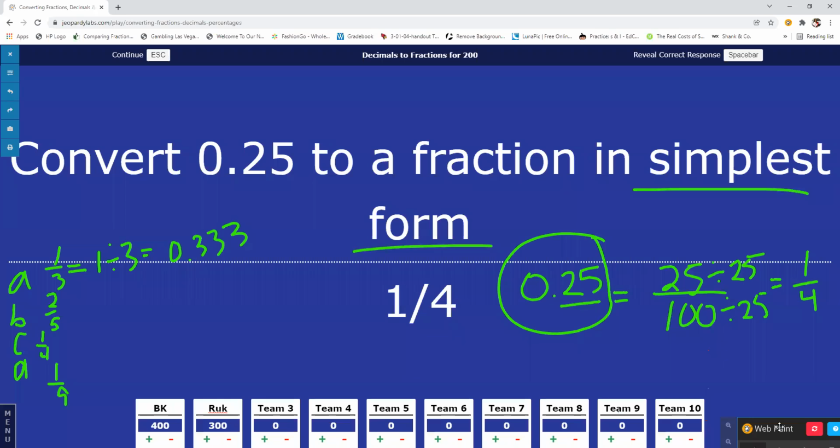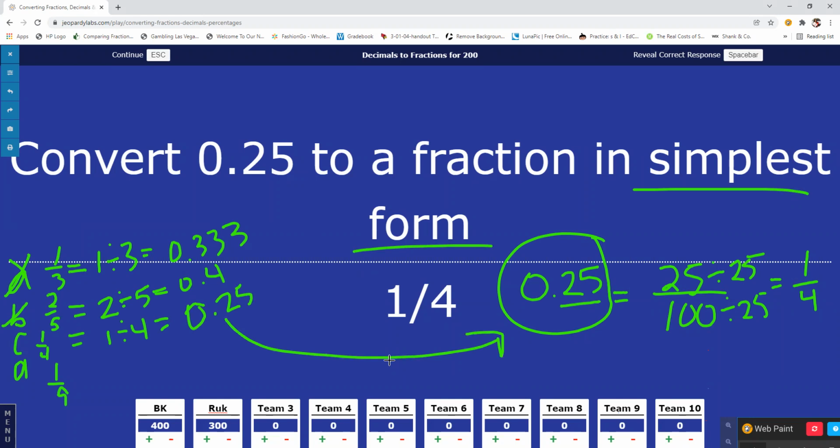All right, so that doesn't match the 0.25. If I do 2/5, that's like saying 2 divided by 5, which gives me 0.4. That doesn't match, so that's not right. If I do 1 divided by 4, that's going to give me my 0.25, which matches here.